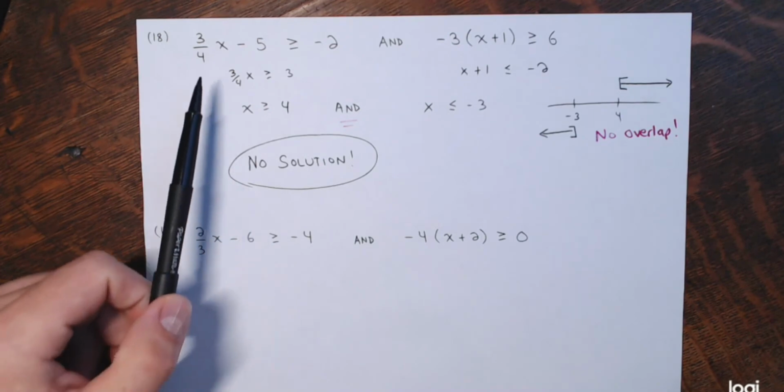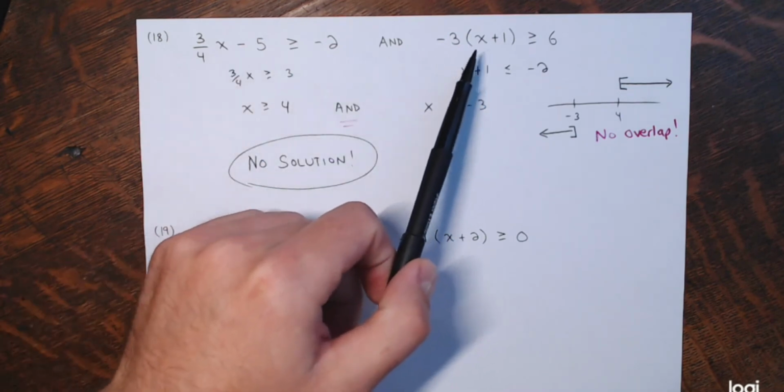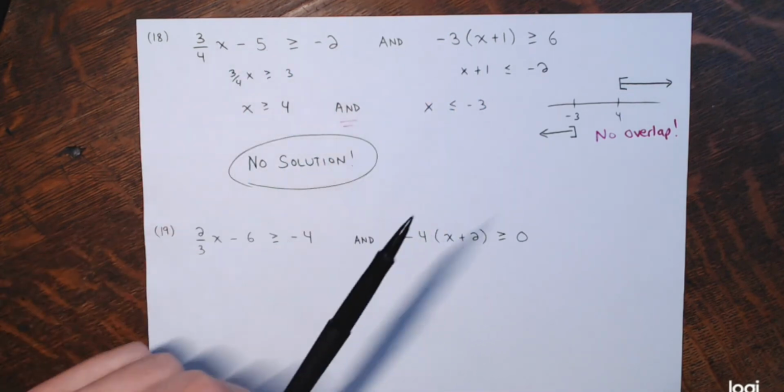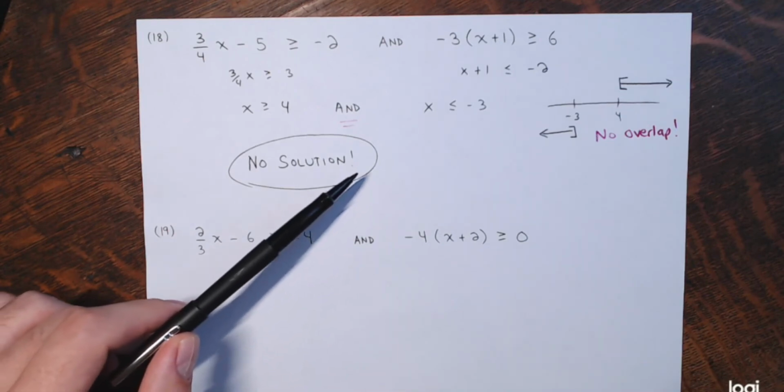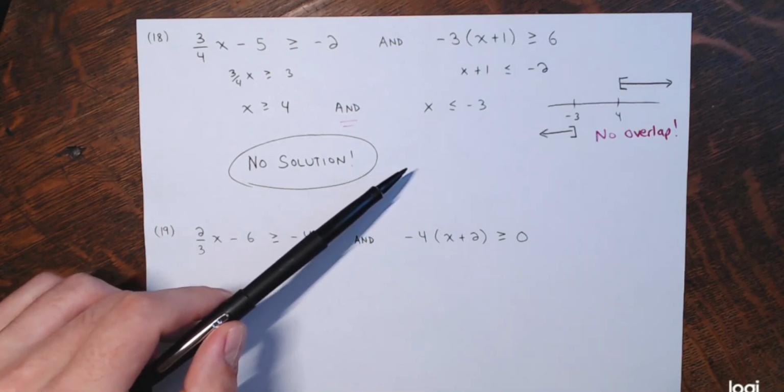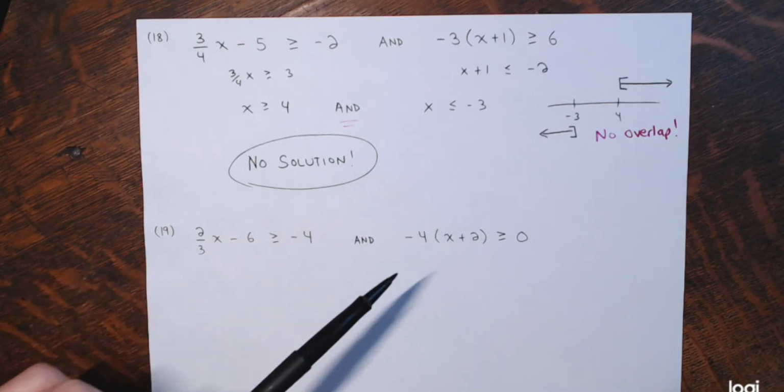There is no number that you could replace x with and make both of these true at the same time, make this compound inequality true. All right. And as in example 17, you could also say the solution set is the empty set.